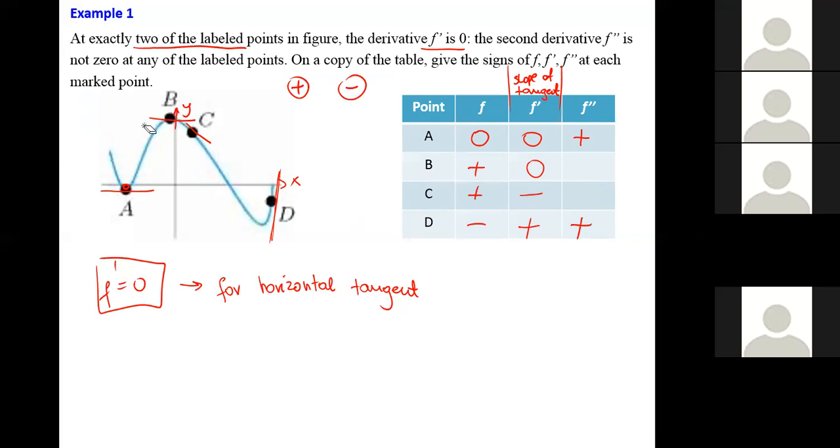Bended down, of course, concave down. That means B has a negative second derivative. And C also is placed there, because what's happened with C, that's what I was referring to. In the question, they're telling us that the second derivative is not 0 at any labeled points, because point C is kind of questionable.